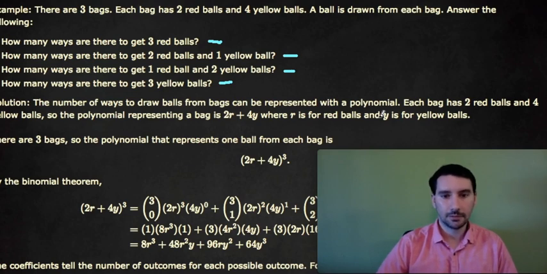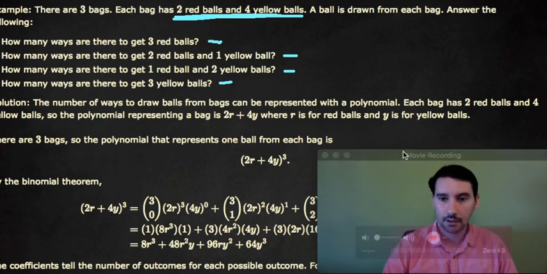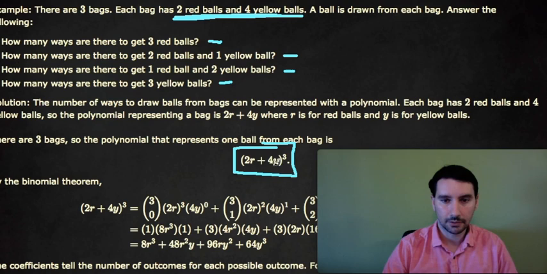So we've got 4 different problems, and we could try to do 4 individual computations. But instead, what's actually true is doing these kinds of choices is the same as multiplying polynomials. So we can use the binomial theorem. We have 2 red balls and 4 yellow balls in each bag, and there are 3 bags. So we could represent that with this polynomial. There are 2 red balls and 4 yellow balls in a bag, and then we raise that to the 3 because there are 3 bags. So this 3 up here in the exponent is the 3 bags.